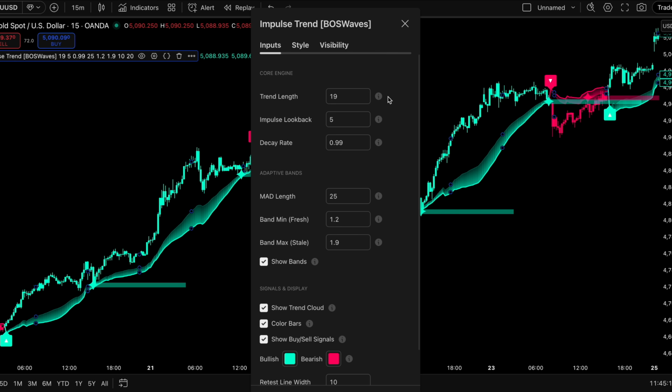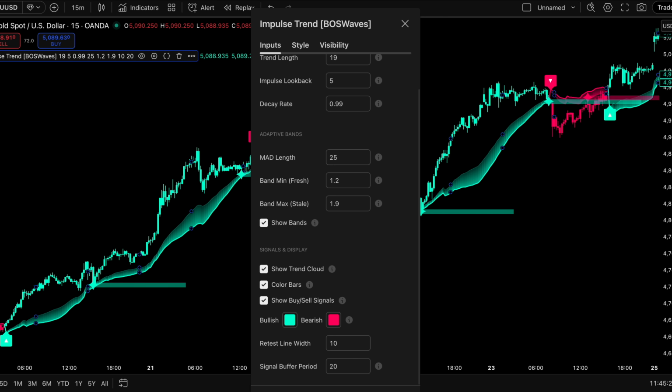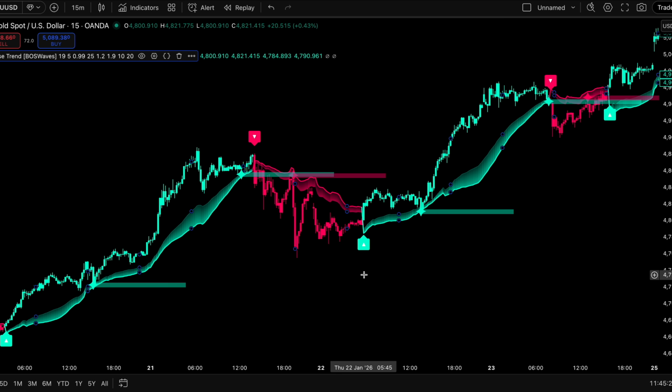As always, with all Boss Waves indicators, each input in our settings has a tooltip to make sure that you can adapt this indicator to your exact requirements. And that's it, a super powerful, impulse-driven trend system built for real market conditions, not perfect backtests.